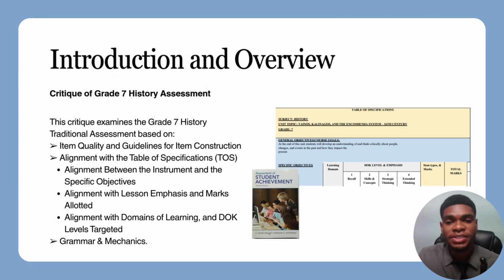Alright, so now that we've met our team, let's see what we'll be exploring today. This critique examines the Grade 7 History Traditional Assessment based on item quality and guidelines for item construction, alignment to the table of specification, and this includes alignment between the instrument and the specific objectives, alignment with lesson emphasis and marks allotted, as well as alignment with the DOK levels targeted. We also examine the grammar and mechanics used throughout the instrument and give recommendations at the end.